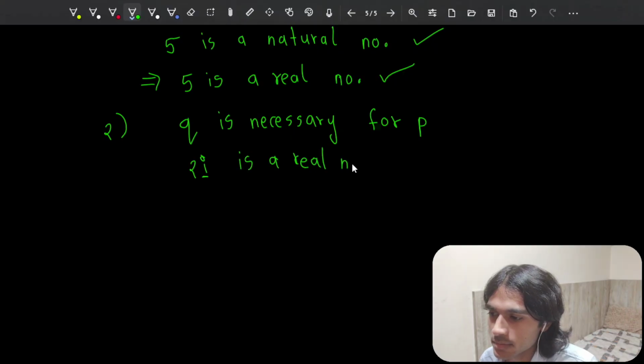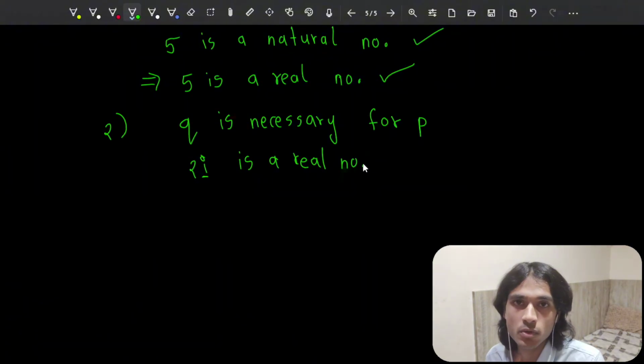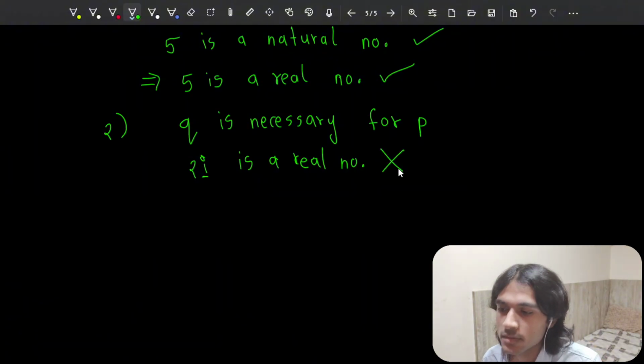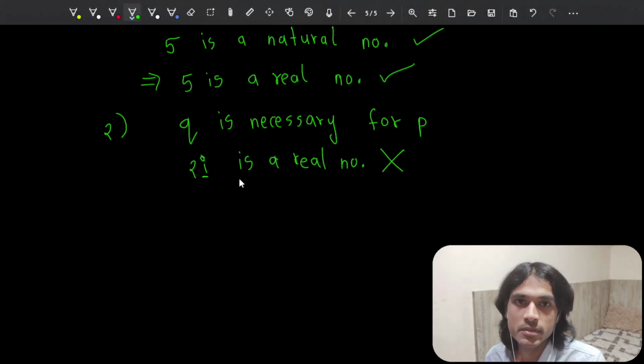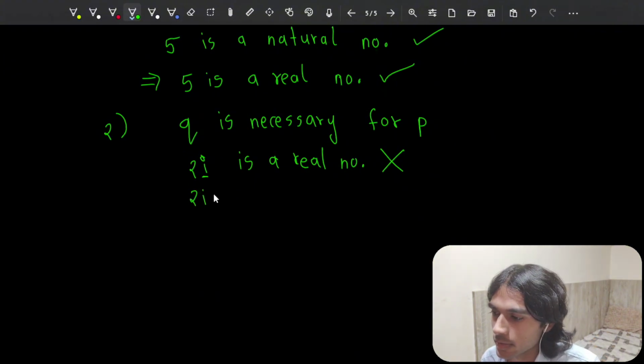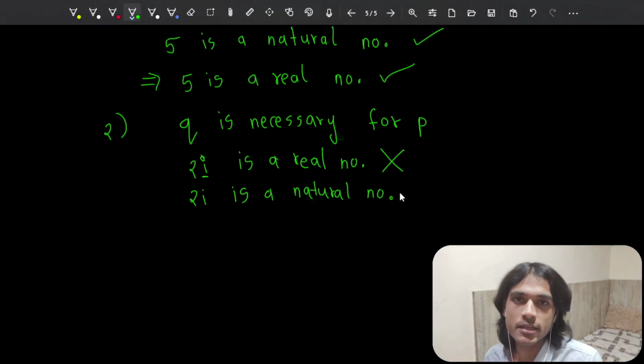So 2 iota is a real number. So comparing this with my Q statement, I know this is not a real number. So this is a wrong statement, right? So if 2 iota is not a real number, that means Q statement is false. That means the P statement is also going to be false. So 2 iota is a natural number. This is our P statement, right? But because we know that Q is necessary for P, first of all, Q needs to be true in order for P to be true. Because Q itself is not true, that means P is not going to be true either, right?